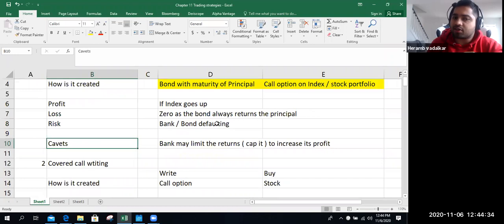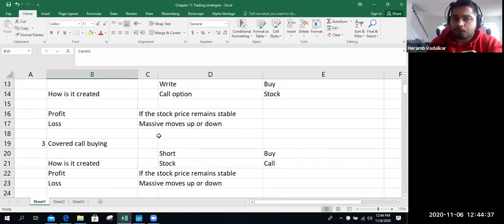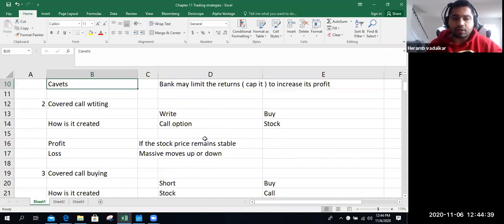Downside is banks or bonds defaulting. Okay. Next one is covered call. We are going to discuss first covered call writing and then covered call buying.